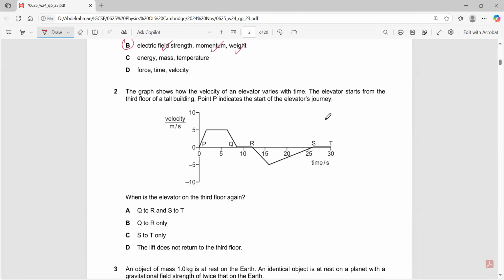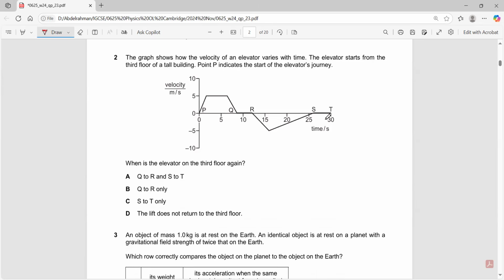The graph shows how the velocity of an elevator varies with time. The elevator starts from the third floor of a tall building. Point P indicates the start of the elevator's journey. When is the elevator on the third floor again? So at point P, it was at the third floor, right? And this is a velocity time graph.